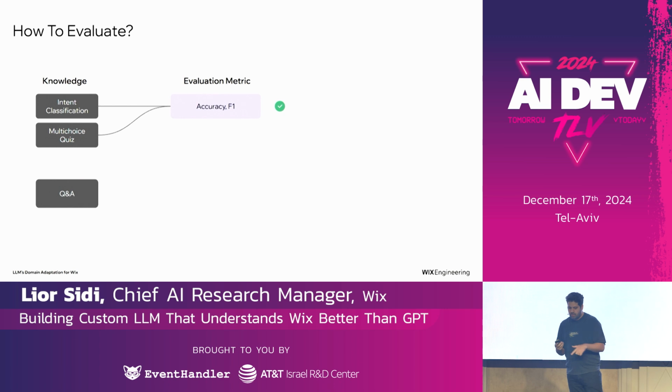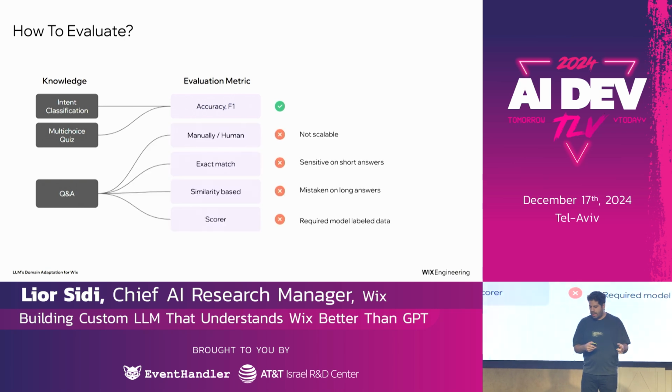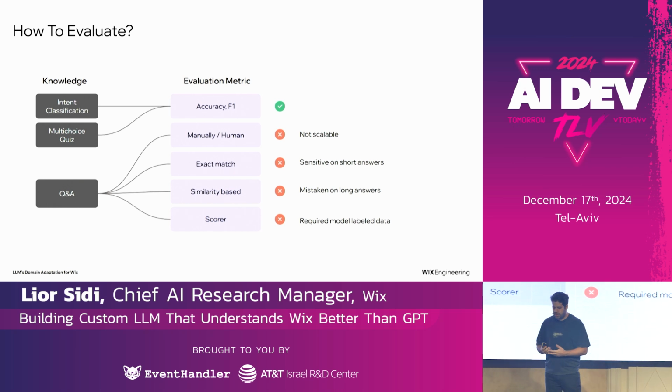When it comes to Q&A and generated text, it becomes much more tricky. There are different ways to estimate the performance on Q&A. You can have a human do it, you can do exact match, you can do a similarity score, or use another model that scores. All of them have some limitations. In the human case, it's not really scalable. The other approaches cannot really handle long answers, only short ones, so they don't really scale.